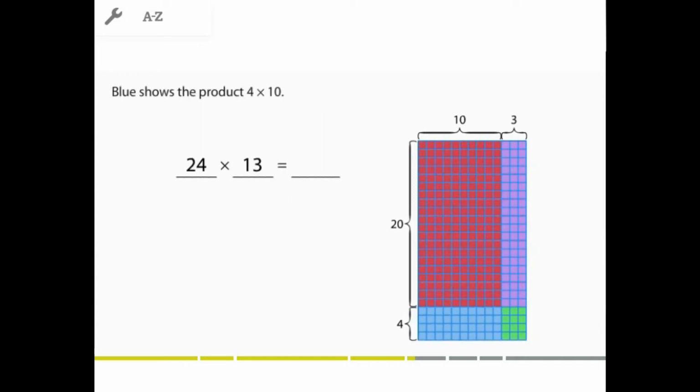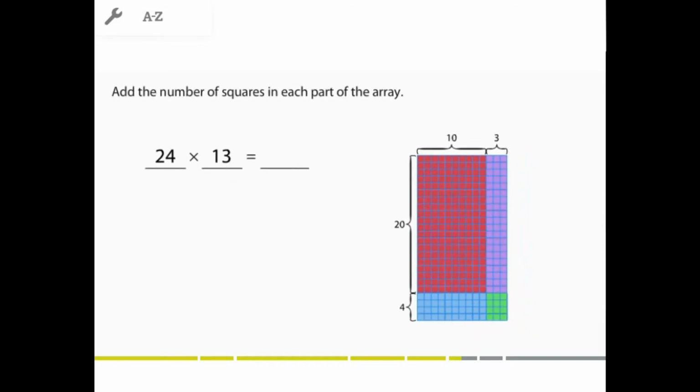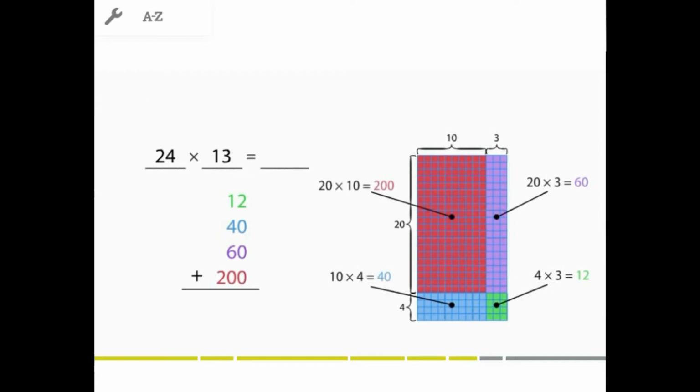Blue shows the product 4 times 10. Which color is used to show the product 4 times 3? Green shows the product 4 times 3. Add the number of squares in each part of the array.